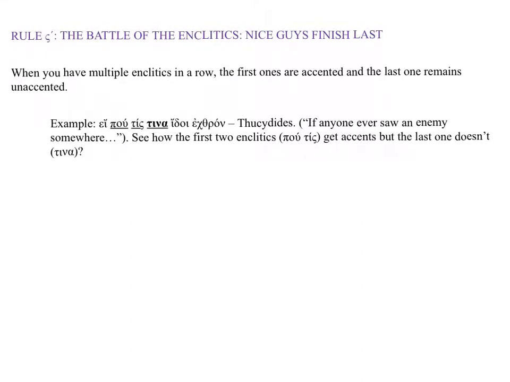This is our 6th and final rule for today's lesson. Rule sigma, or 6, the battle of the enclitics. Nice guys finish last. So this rule has to do with when you have multiple enclitics in a row, which does happen. So when you have multiple enclitics in a row, the first ones are accented and the last one remains unaccented. So that's why I called it nice guys finish last, because when the last one lets the other one go first, the last one gets no accent. Okay, let's take a look at this example from Thucydides.